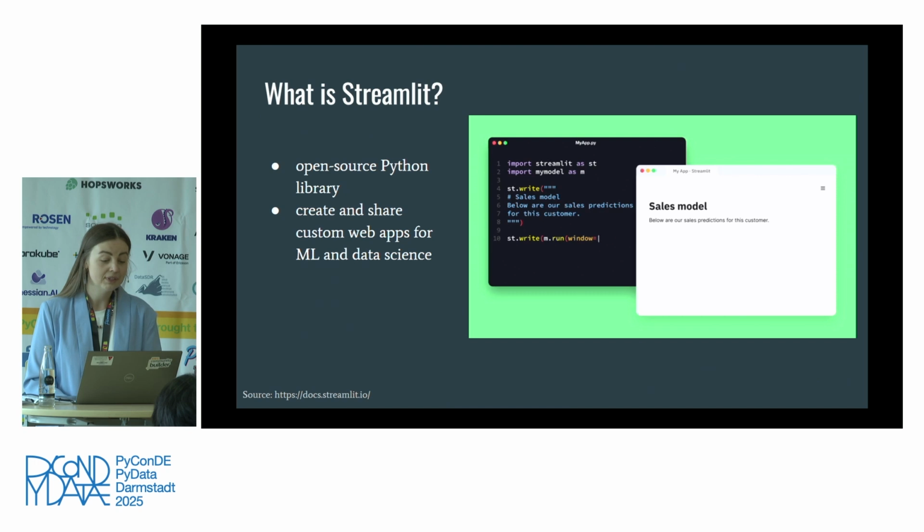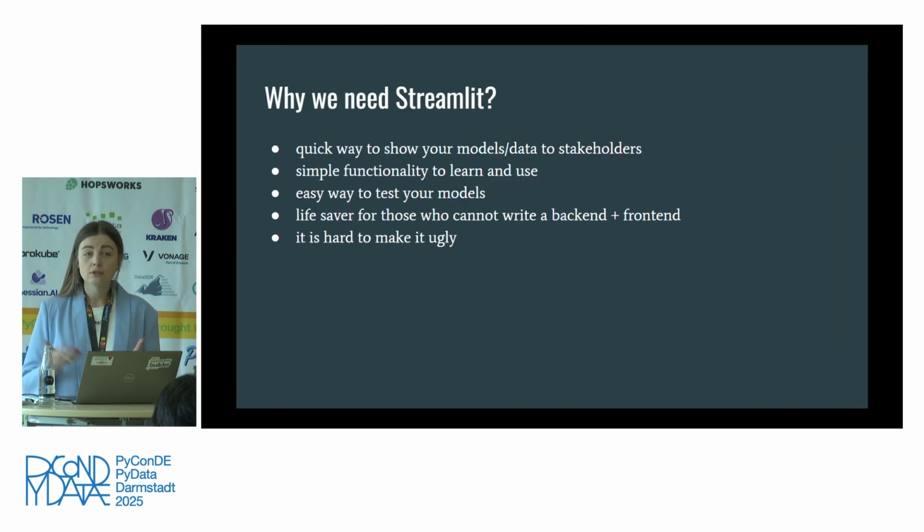Streamlit is an open source Python library to create and share custom web apps for machine learning and data science. So why is it good? Why is it popular? Because you have a quick way to show your models or your data to stakeholders. It has very simple functionality to quickly start building. And even if you're not working with external stakeholders, it's an easy way to test your models. And if you, like me, cannot write a backend and front end, it can be a lifesaver. Also, it has a lot of predefined elements, so it's hard to make it ugly, but I know people who managed.